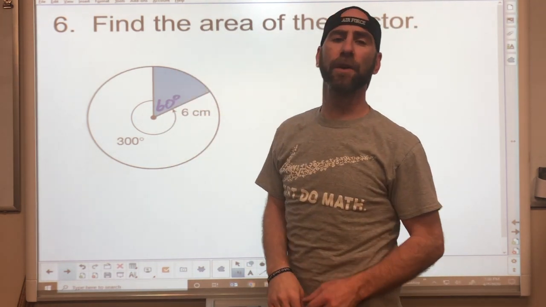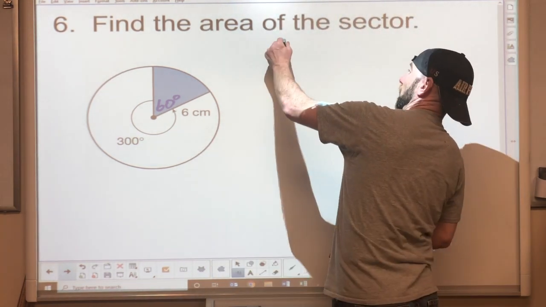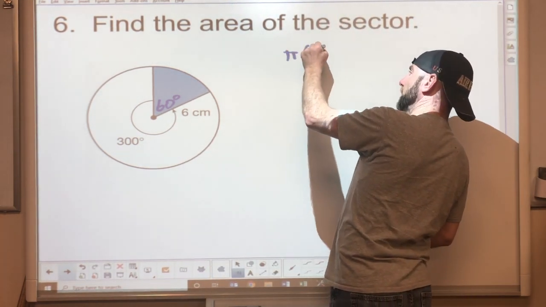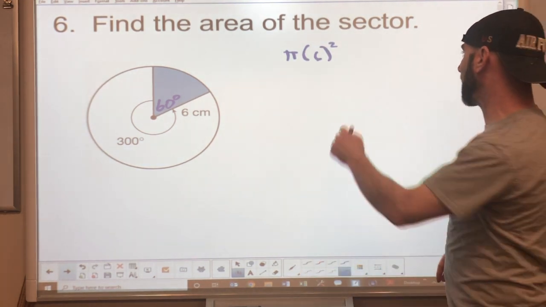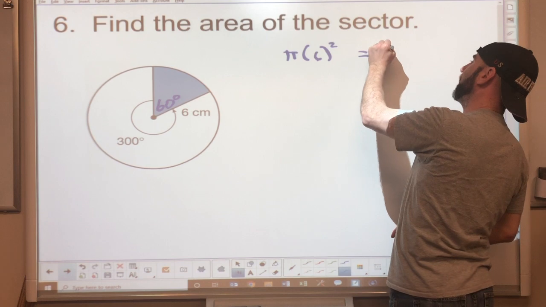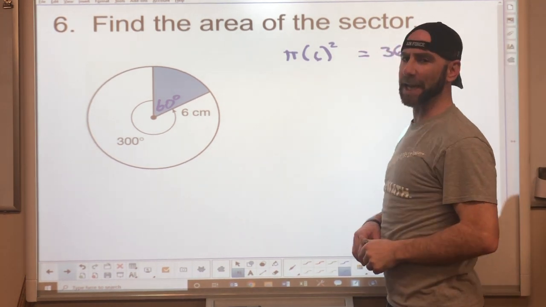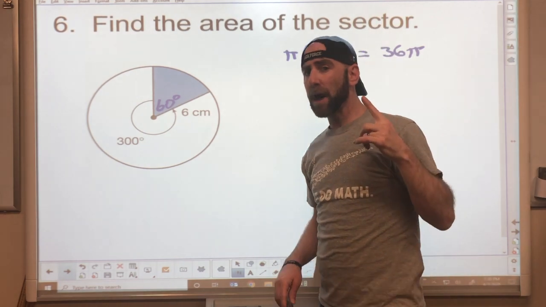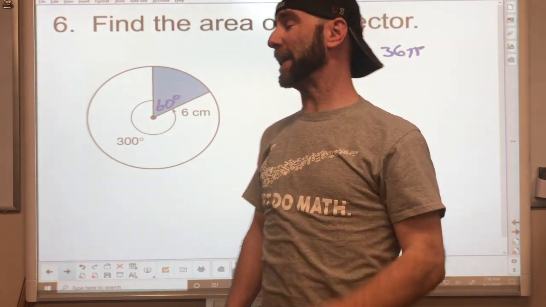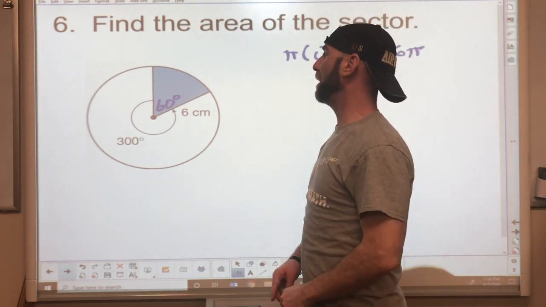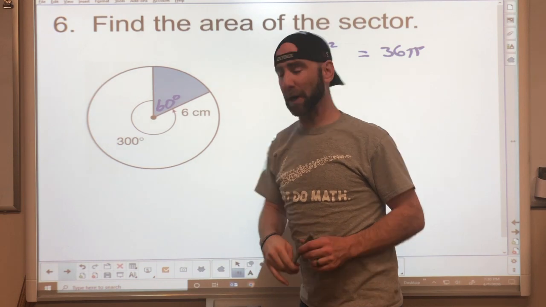So first thing we're going to do is find the area of the entire circle. Pi radius squared. Radius is 6, there we go. Okay, so the area of the entire circle is 36 pi. But I don't want the area of the whole thing, I want just the slice. So the question is, how many of those slices are there? Well, it's easy to determine.